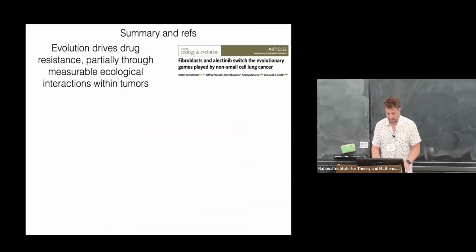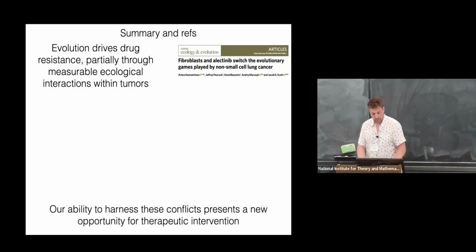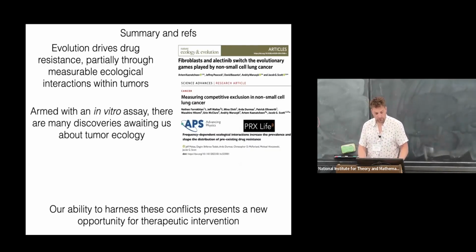And that's the end. So I just wanted to say that I think that we've sort of shown that evolution drives drug resistance. We knew that partially through measurable ecological interactions. You can read that there in Artem's paper. Sorry, I did this wrong. And then I think we have an in vitro assay that works pretty well. There's another paper in a different kind of lung cancer.